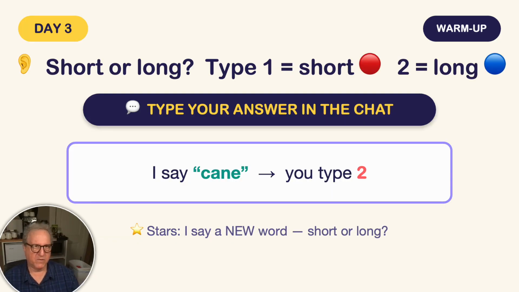Okay, quick round. Let's train those ears. Listen to these. I'm going to say a word. You decide, is it short or is it long? You listen to the word, and then you say either short or long. Okay, here we go.